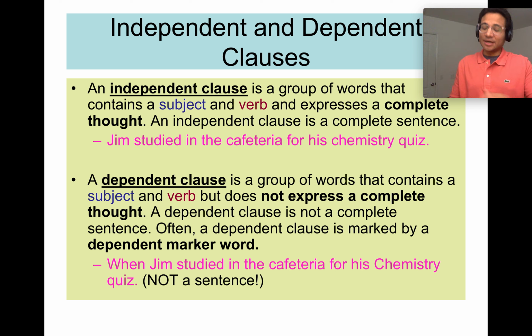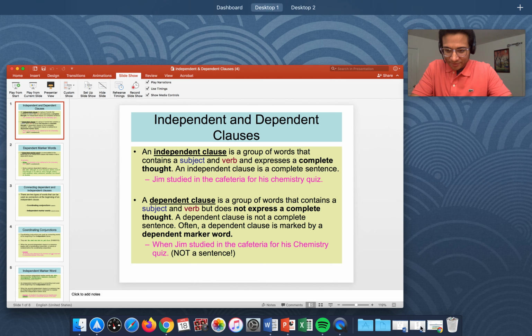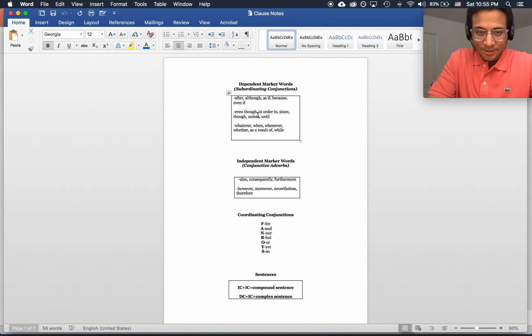A good way to remember this is a dependent clause leaves you with a cliffhanger type effect. You're left asking yourself, yes, and? Such is the case here. When Jim studied in the cafeteria for his chemistry quiz, yes? So that's dependent.